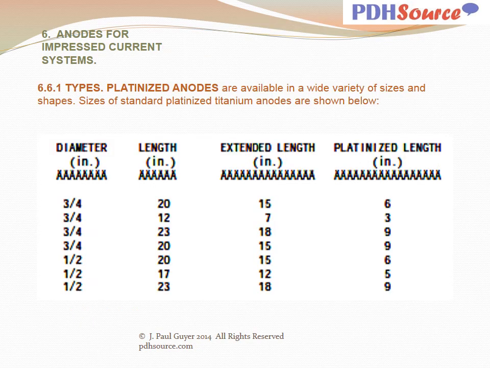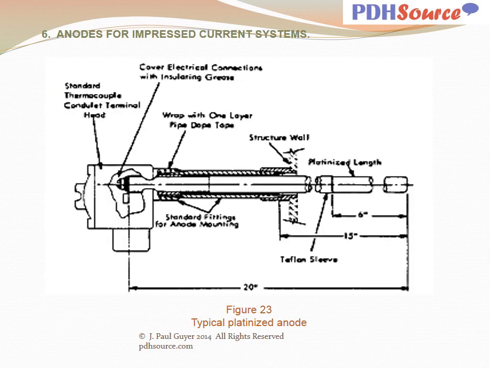The types of platinized anodes are available in a wide variety of sizes and shapes. The sizes of standard platinized titanium anodes are shown in this table. A typical anode configuration is shown in Figure 23. Figure 23 indicates a typical platinized anode.